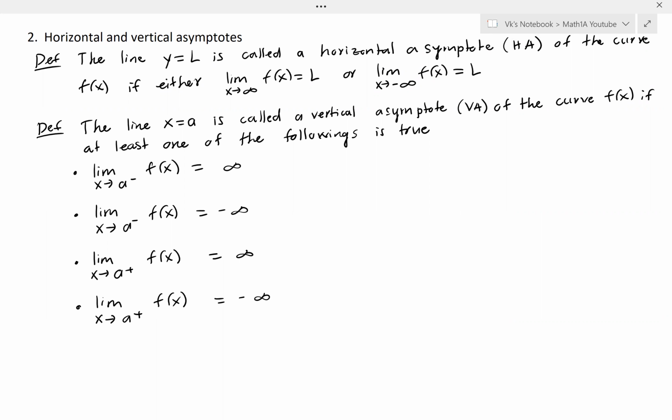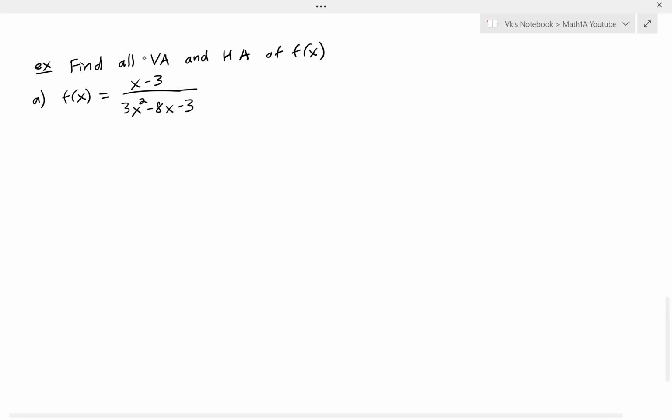Another definition: the line x equals a is called a vertical asymptote (VA) of the curve f(x) if at least one of the following is true. Well, the limit as x approaches a on the left or on the right side has to be either infinity or negative infinity. Example: find all vertical asymptotes and horizontal asymptotes of f(x). a, f(x) equals (x minus 3) over (3x squared minus 8x minus 3).